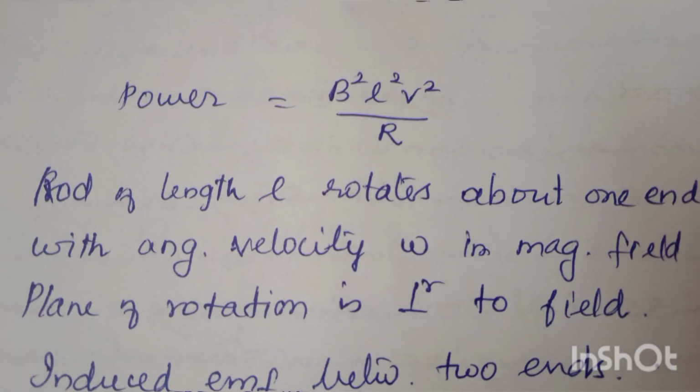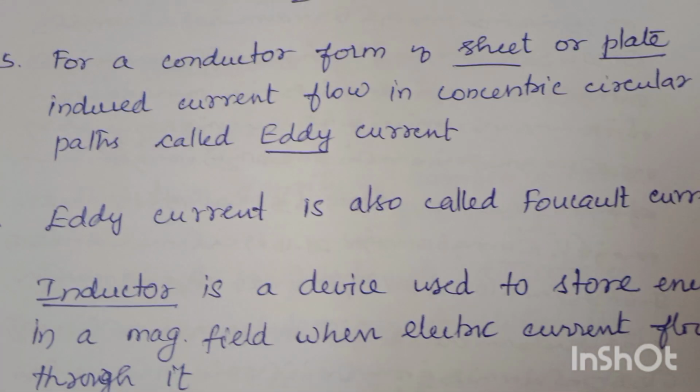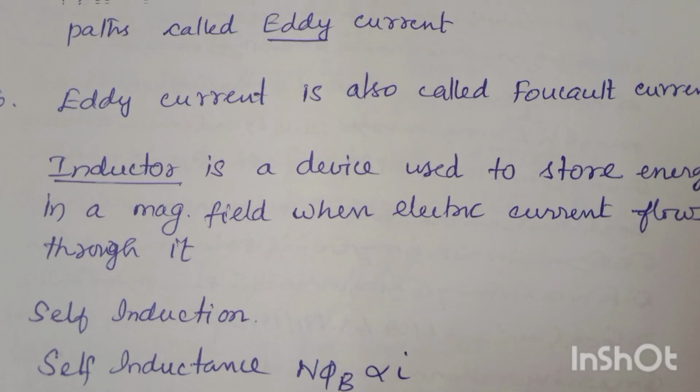Rod of length L rotates about one end with angular velocity omega in magnetic field B. Plane of rotation is perpendicular to the field. Induced EMF between two ends E is equal to half B omega L square. For a conductor in the form of sheet or plate, induced current flows in concentric circle paths called eddy current. Eddy current is also called Foucault current. Inductor is a device used to store energy in magnetic field when electric current flows through it.